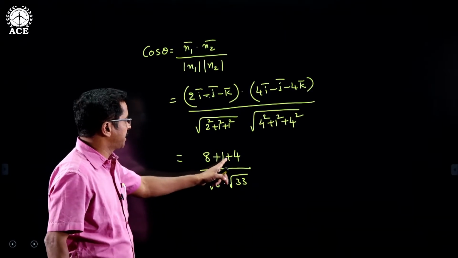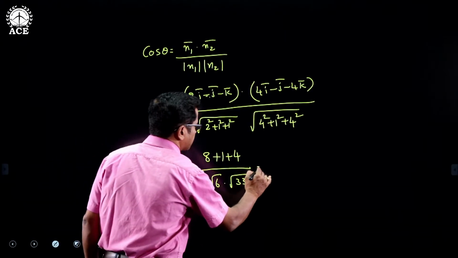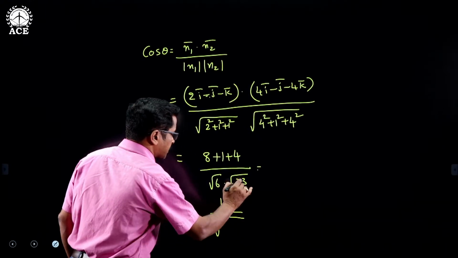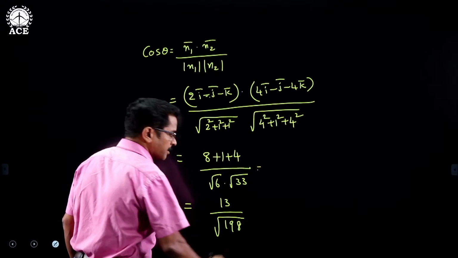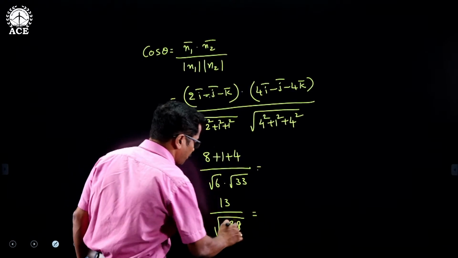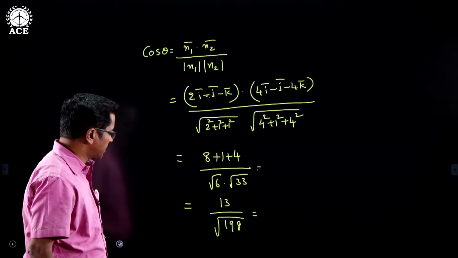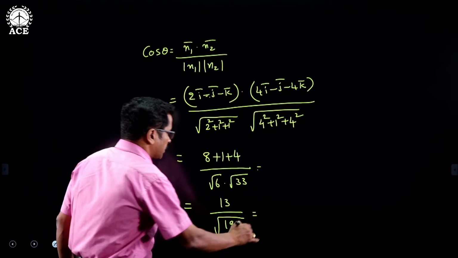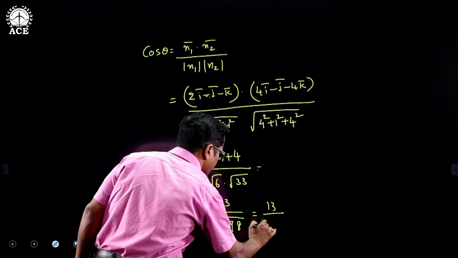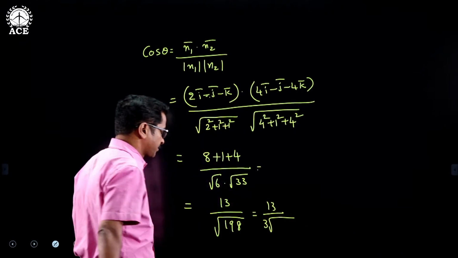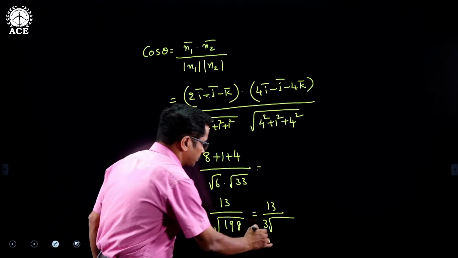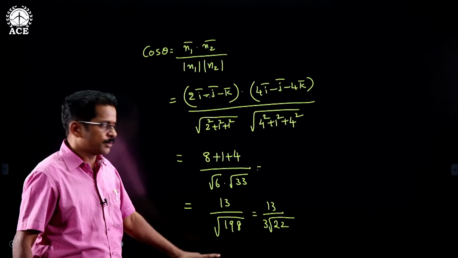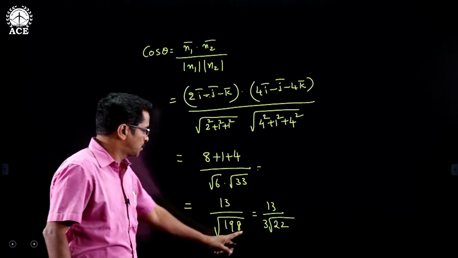So 8 plus 1, 9 plus 4, 13. 13 by root of 6, 198. Even if I bring 9 common, so means 9 twos, so 13 by 3 root of 22. 22 9s is 198, so 9 root will be 3, so 3 into root of 22.